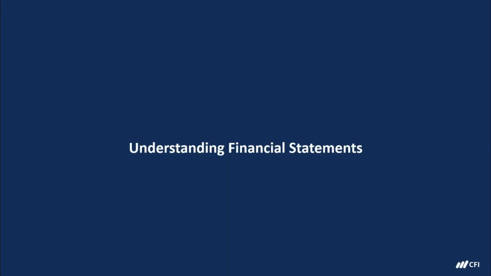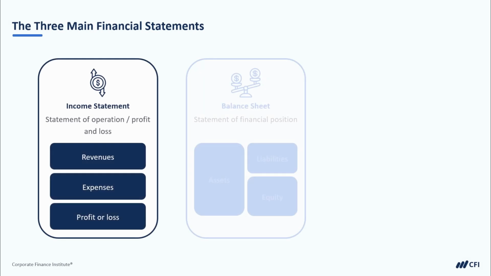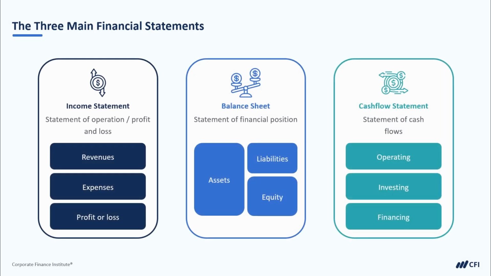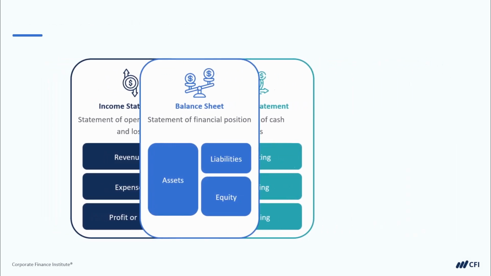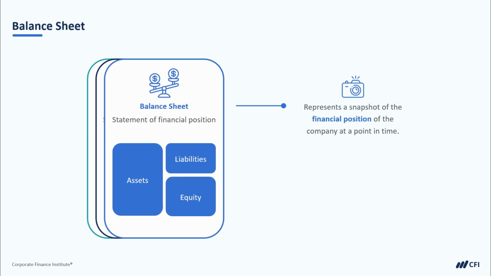Now, let's together do a quick recap of the three key financial statements: the income statement, the balance sheet, and the cash flow statement. Let's start with the balance sheet. The balance sheet, sometimes referred to as the statement of financial position, represents a snapshot of the financial position of a company at a single point in time. It contains assets, liabilities, and equity. And the balance sheet, it comes as no surprise to you, is really an important component in determining the financial strength of a company.